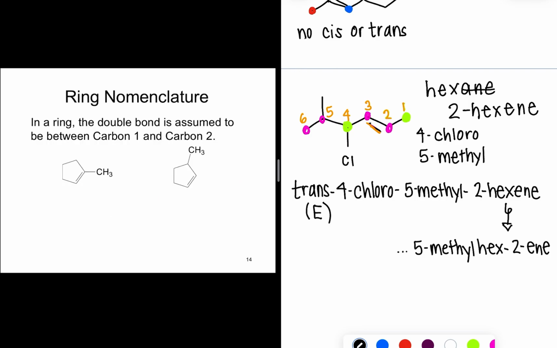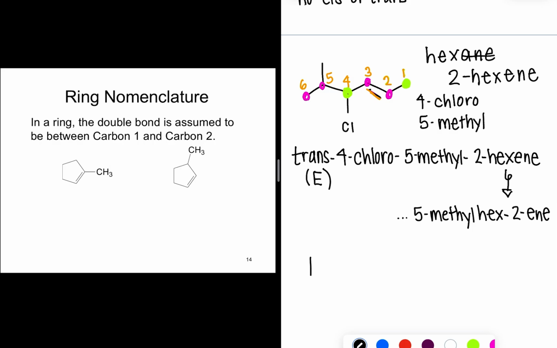If you have a ring with a double bond, it is implied that carbon number 1 is where the double bond starts. It is always where the double bond starts. So that would be carbon number 1, 2, 3, 4, 5, and 6. You'd be making your way to the other molecules. And so this would be a cyclohexene.